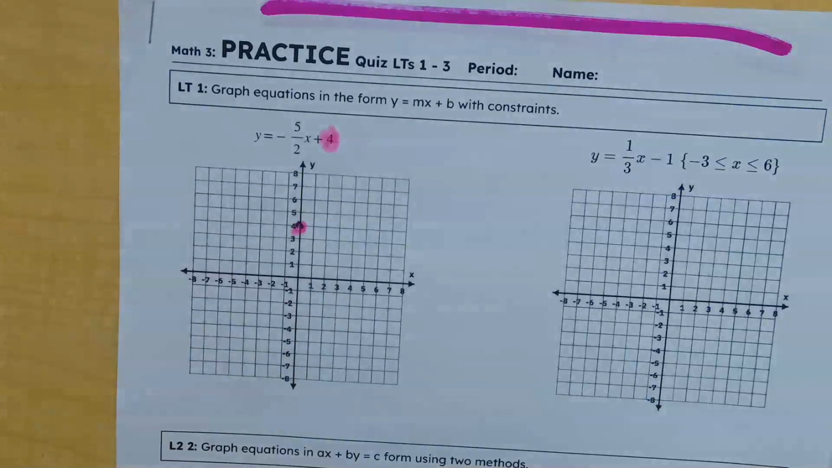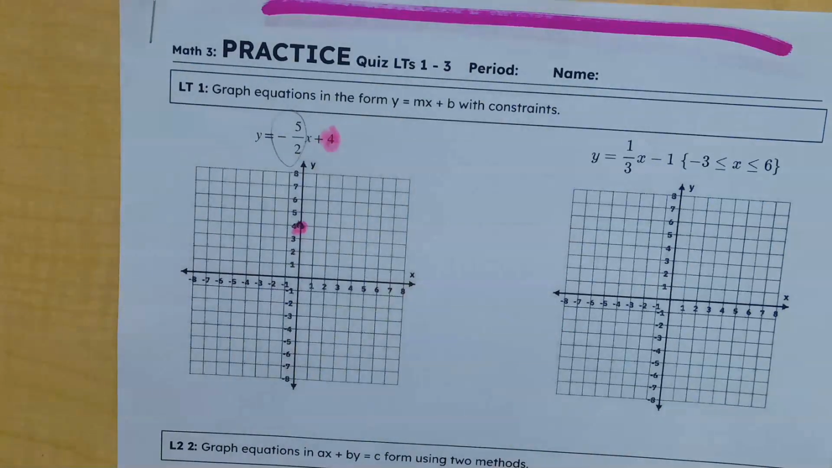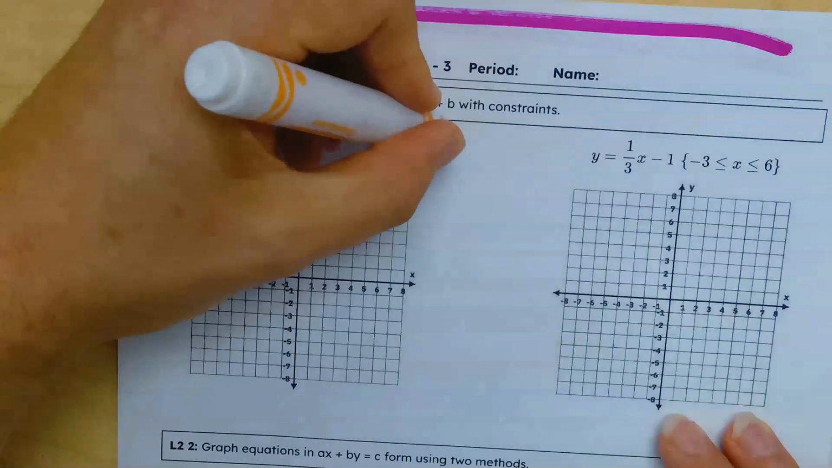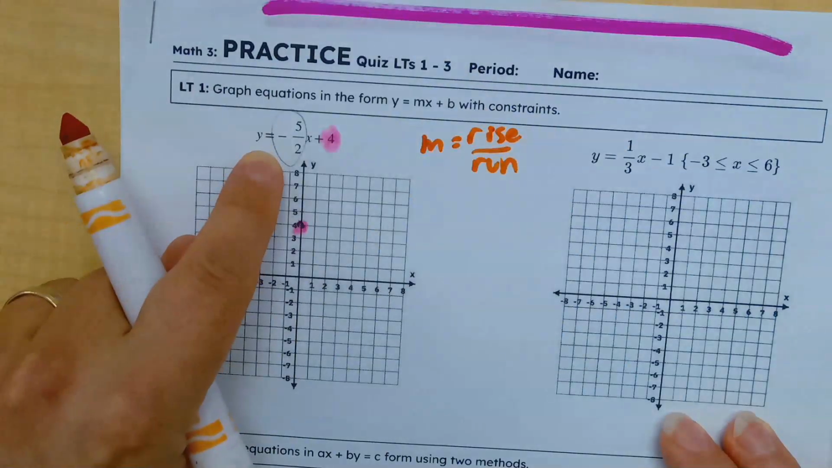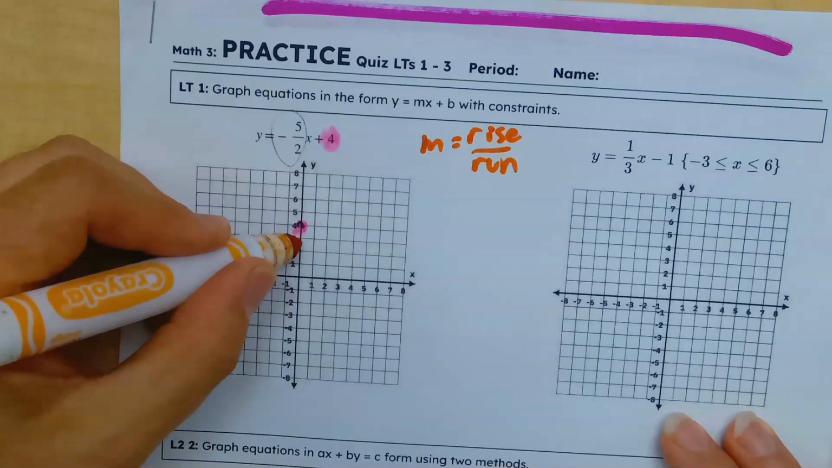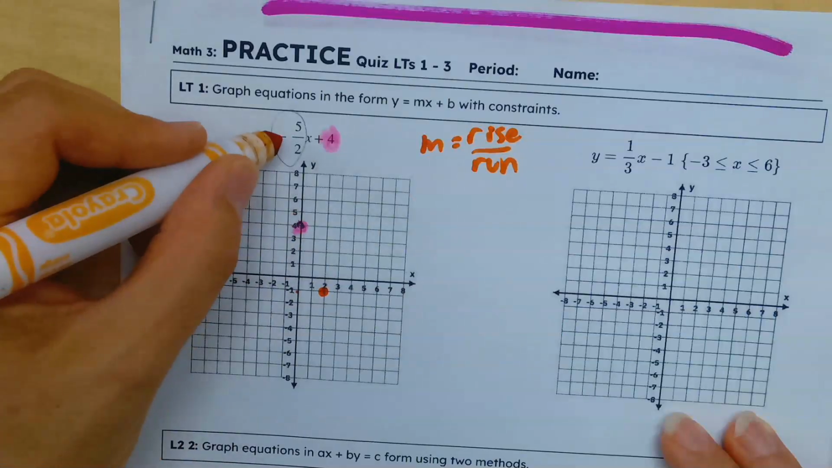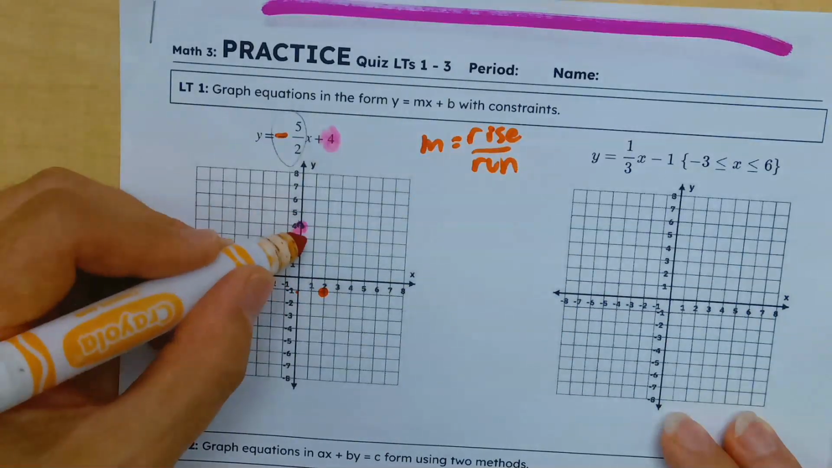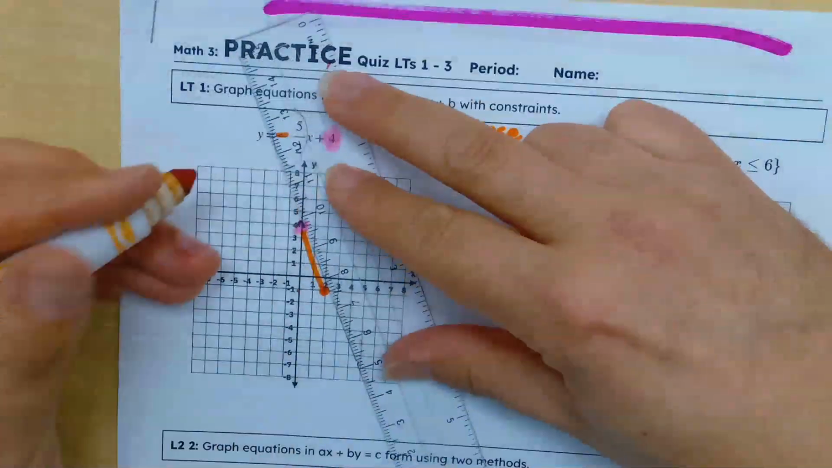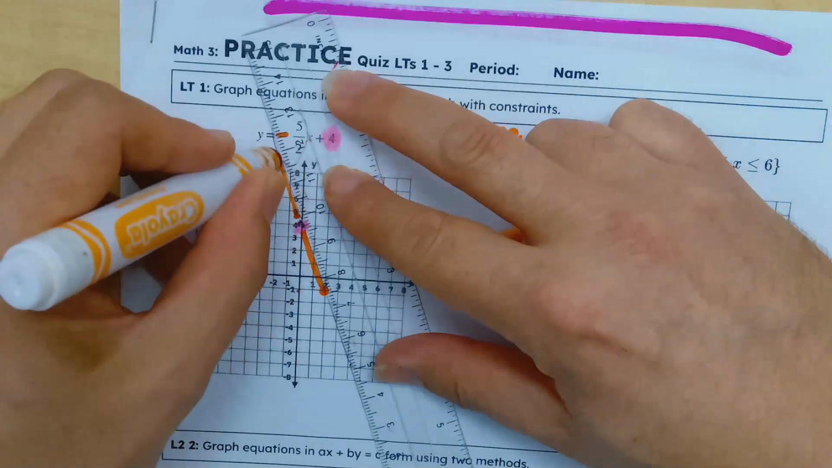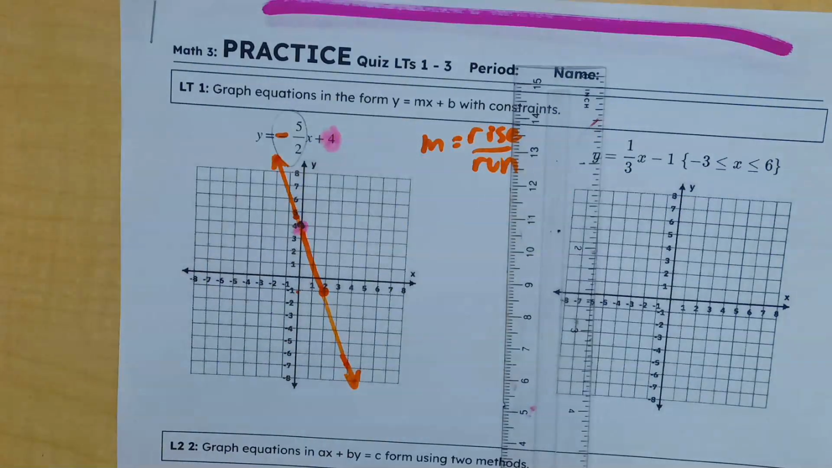Okay, and now my slope is -5/2. So remember, slope equals rise over run. Since this is negative, it's going to be going down 5, 1, 2, 3, 4, 5, and over 2. So because this is a negative slope, this means it goes down as I go to the right. Okay, I'm going to get a ruler here, and the line looks like this.